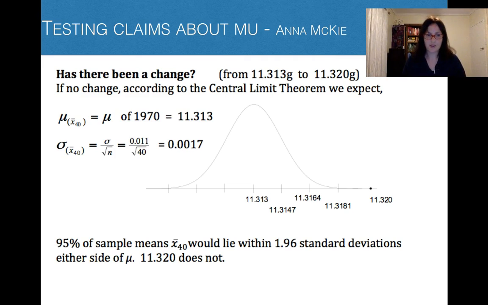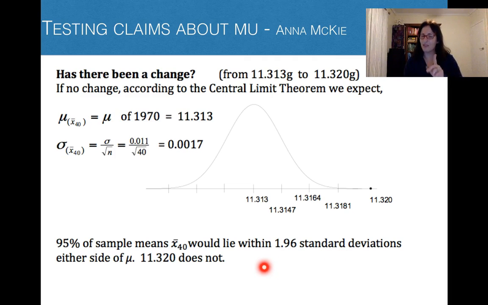So according to the central limit theorem, we can assume the means are going to be the same, and then our standard deviation divided by the square root of n would give us this standard deviation, and if you calculate that, this is where our new sample sits. And we know that we need to get it within 2 standard deviations to be reasonable and to imply no change. That's too far away. So 95% of sample means would lie within 1.96 standard deviations either side of mu, and ours does not.